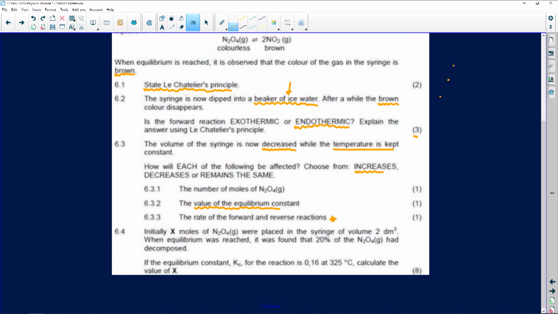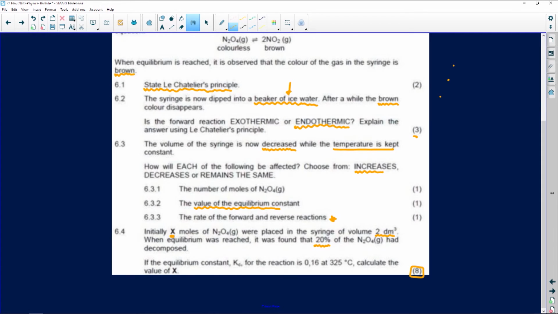Here we've got another calculation for Kc. The previous one was for 7 marks. This one is for 8 marks. So we are told initially 8 moles of N2O4 is placed in a syringe with a volume of 2 cubic decimeters. When equilibrium was reached, it is found that 20% of N2O4 had decomposed.